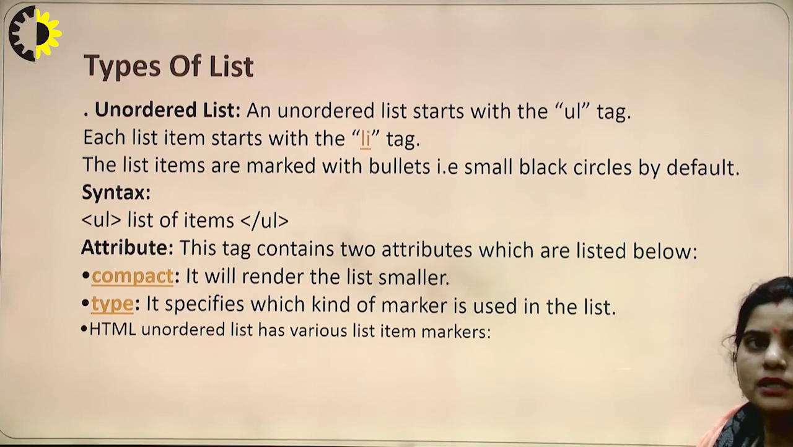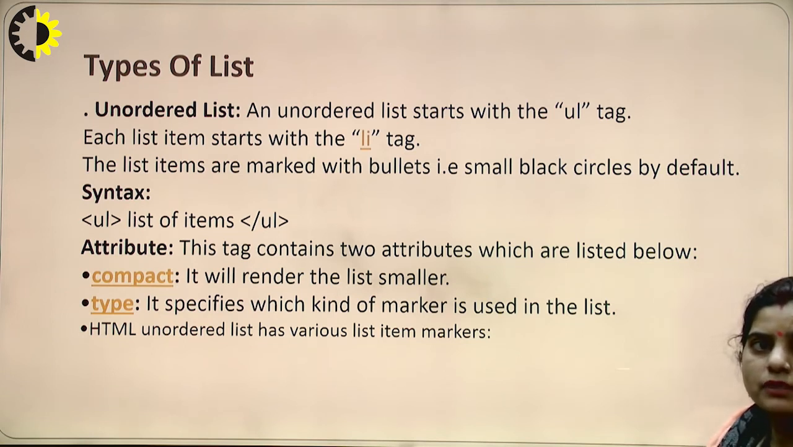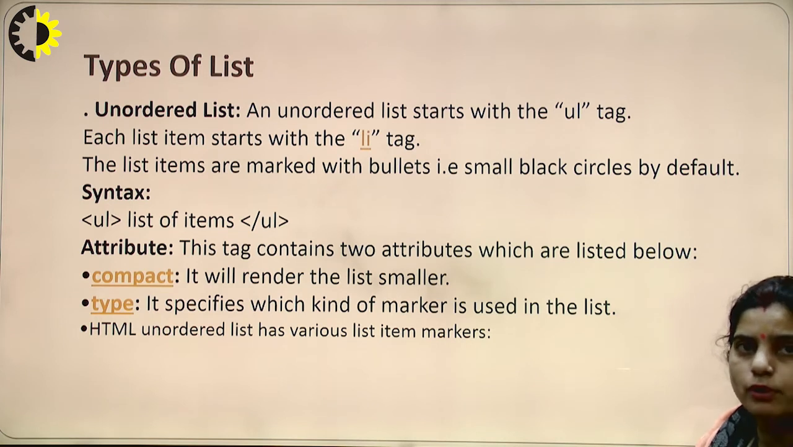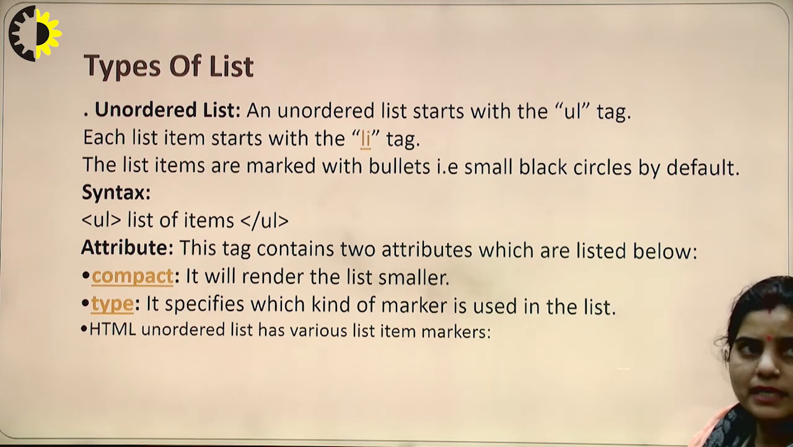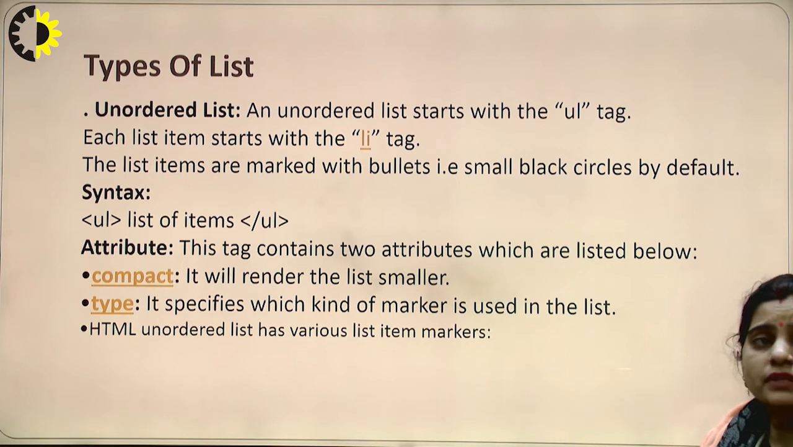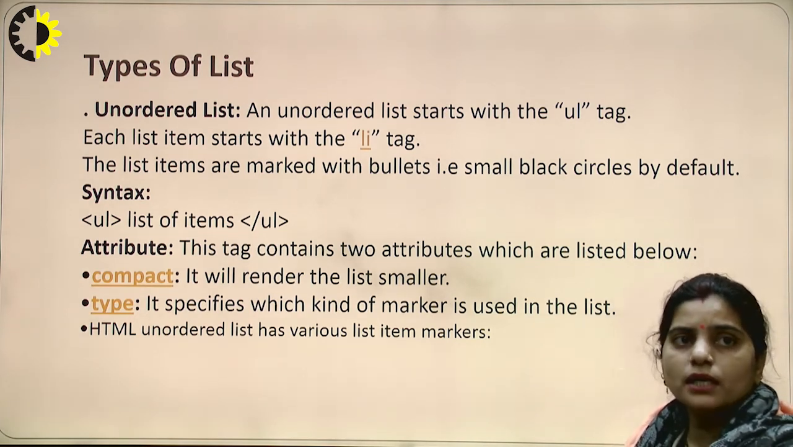First one is the unordered list. Basically, the unordered list starts with the UL tag, and each list item which we include in the UL tag is marked with the li tag. The list items are marked with bullets, that is, small black circles by default. This means that if you are using an unordered list, then by default the list will appear with small black circles. The syntax is, within the angular brackets, UL, after that the list of items, and after that we close the UL tag.